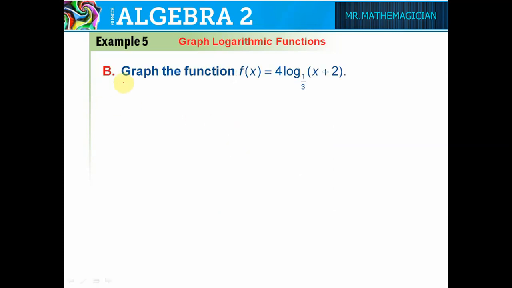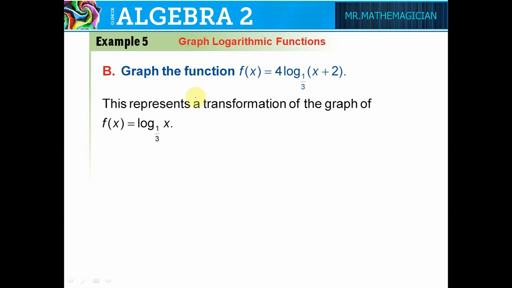Now let's graph the function f of x equals 4 log base third of (x plus 2). This represents a transformation of the graph of f of x equals log x base third. The absolute value of a is 4, clear here in front of the log, so the graph is stretched vertically.